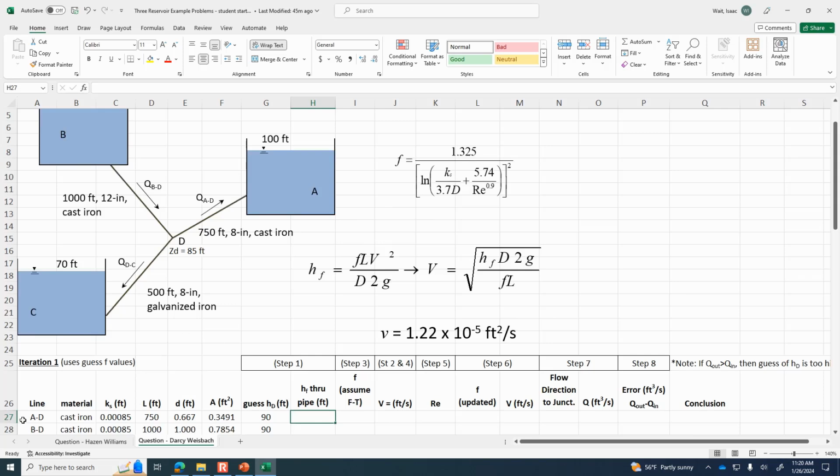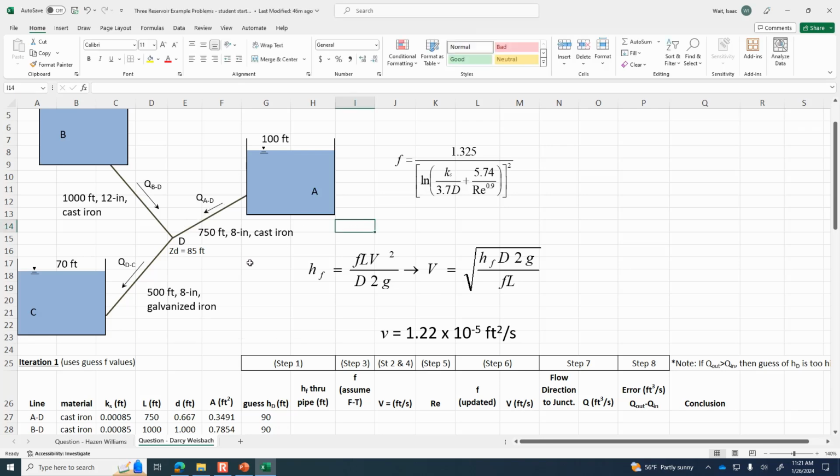So we're starting with pipe AD. If it's 90 feet of head at D and the water is at 100, then that's implying that the water is flowing from reservoir A to the junction. So let me just rearrange this arrow so that we can keep in our minds the flow direction that is implied by this head.